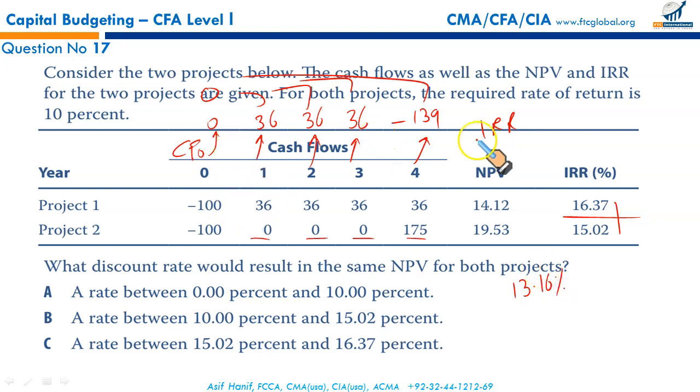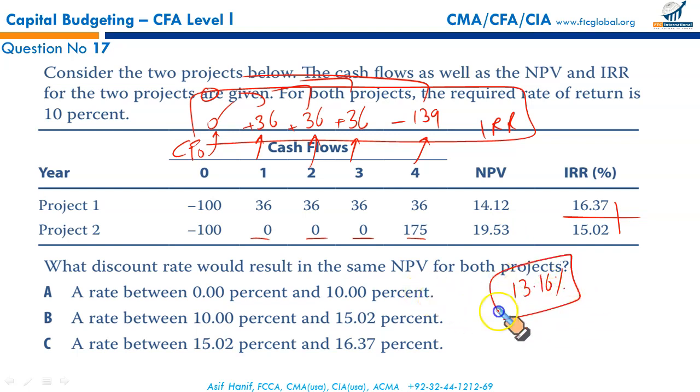So take the differential cash flows and calculate the IRR for these cash flows: 0, 36 positive, 36 positive, 36 positive, negative 139. Calculate IRR. So this would be the rate that will equate these future outflows and inflows to 0. That is the rate, gentlemen, that will give you the same NPV for both projects.